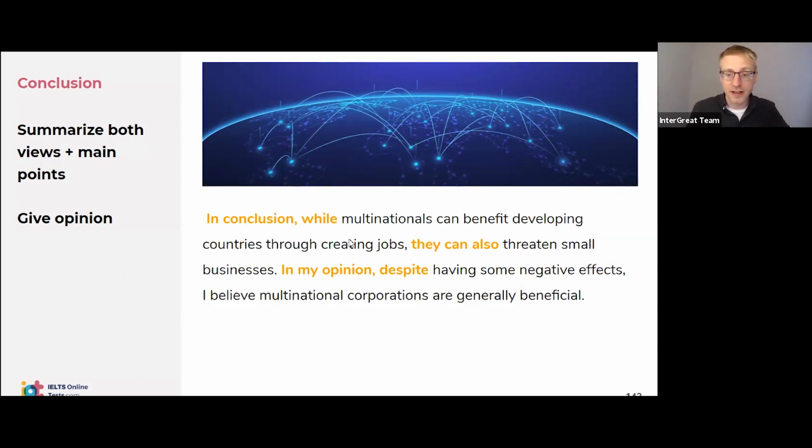So using the linking expression "while", this, they also that. Despite some negative effects, they are generally beneficial. This is very useful language to show both sides of the argument while still giving your point of view. Okay. You could say "I strongly believe" here.